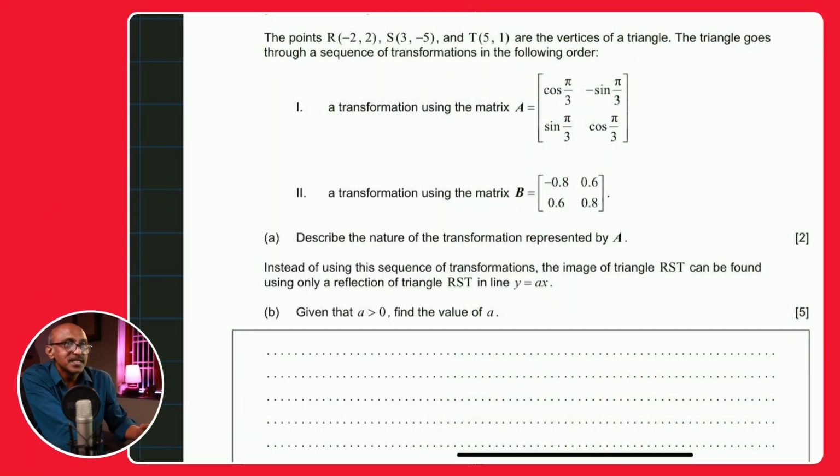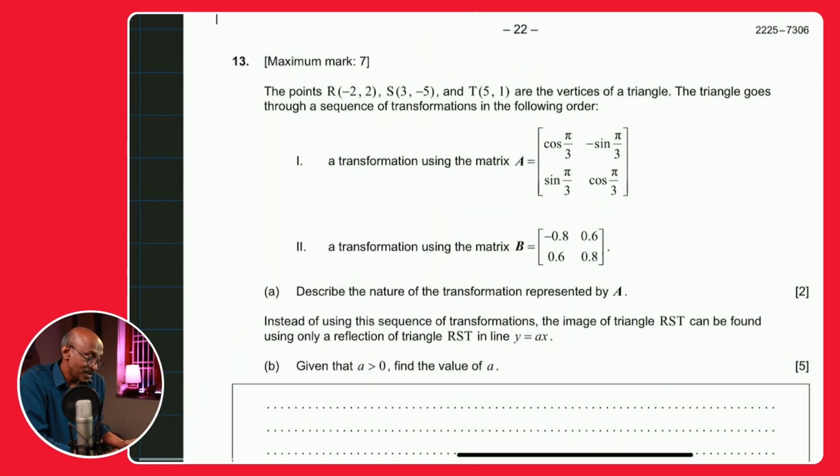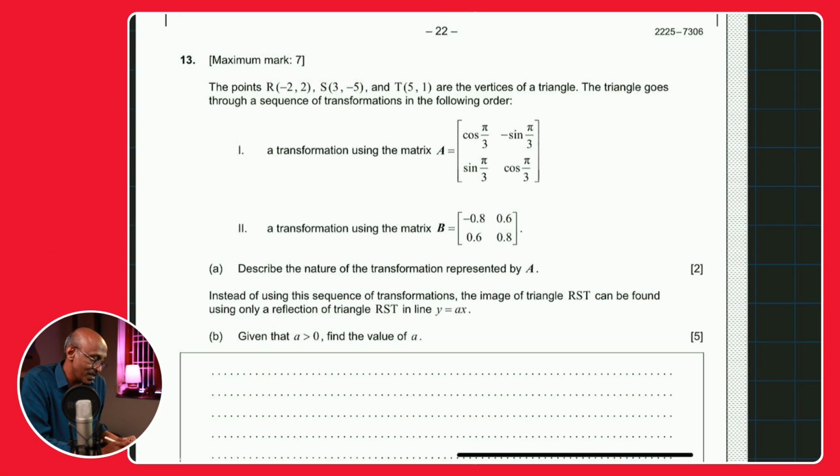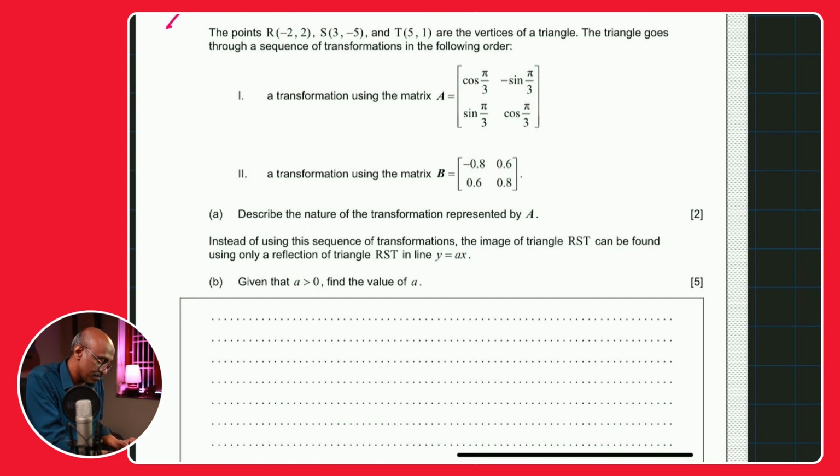All right, here we go. This is question number 13. The points S, T and another with coordinates (-2, 2), (3, -5), and (5, 1) for T are the vertices of a triangle. The triangle goes through a sequence of transformations in the following order.